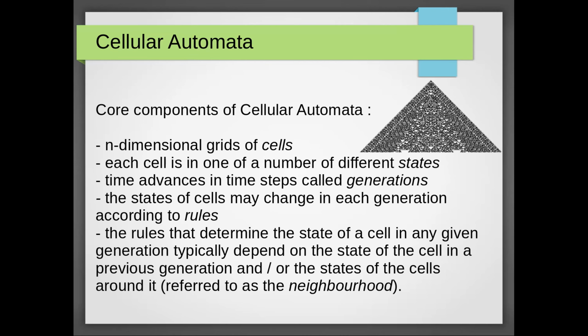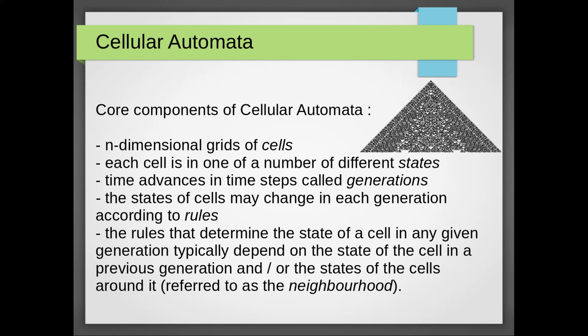And within a cellular automaton, time advances in time steps, much as you're used to seeing with discrete event simulation, but the time steps in a cellular automaton are referred to as generations. And the reasons behind that will become clear as we start to explore this. The states of each cell may change in each generation according to certain rules that are specified.